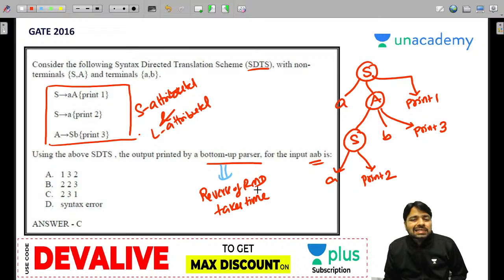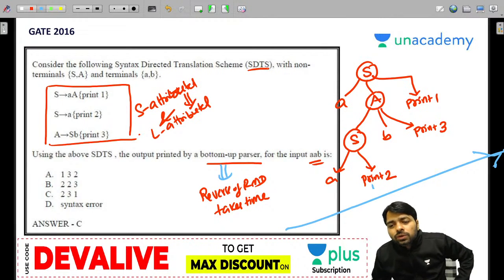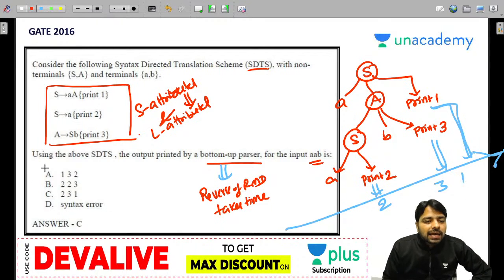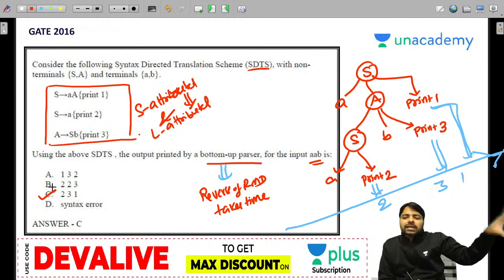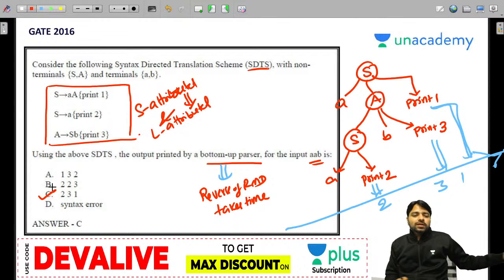Whenever it is an S attributed grammar, you can always follow L attributed. L attributed is very easy, guys. What is L attributed? Just scan from left to right, whatever translations there are, push them down, same order, do not change the order. So the output will be 2 3 1, guys, so you can directly choose 2 3 1. It is a very easy technique: do all the translations from left to right, and the answer is done.